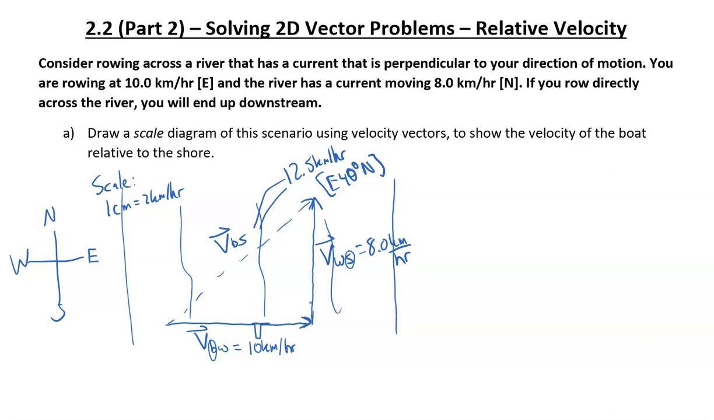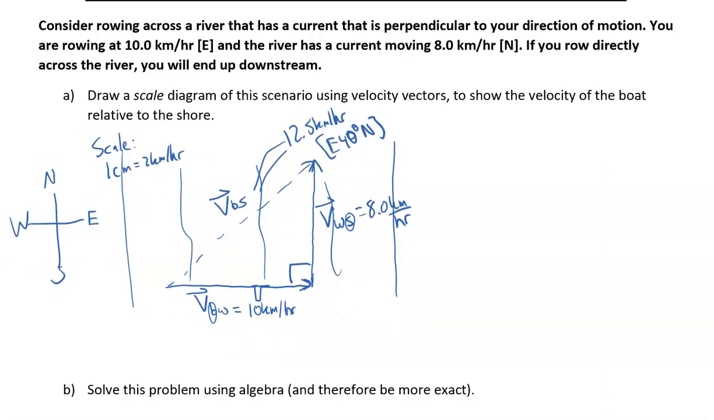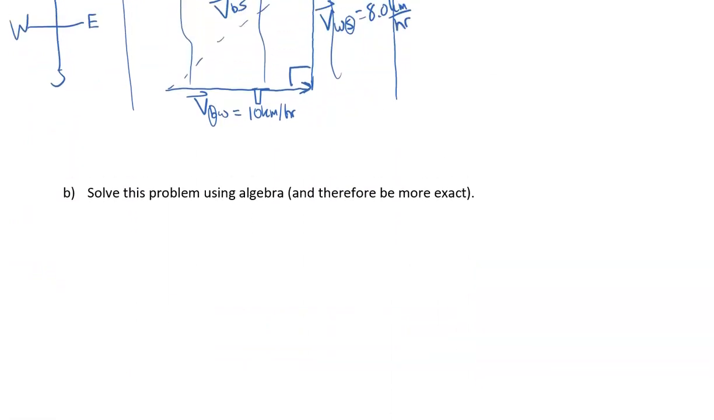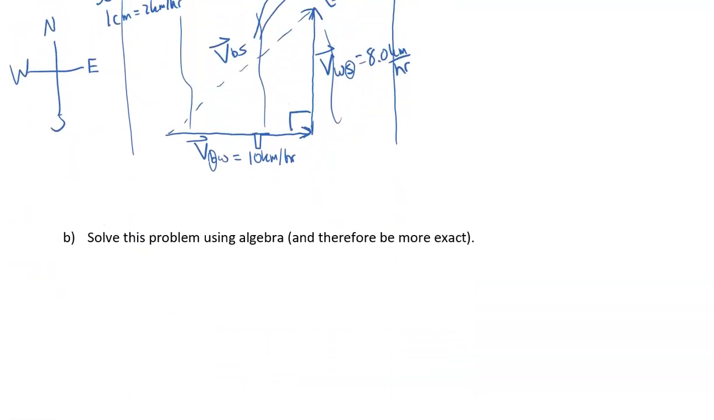The nice thing about this is it ends up being a 90-degree angle. So the math is relatively straightforward. However, conceptually, there are a lot of misconceptions that students make, and so I want you to bear with me here, and let's try to address some of those in this video. It says, solve the problem now using algebra. And so I'm going to keep the diagram in place here so we can see that.